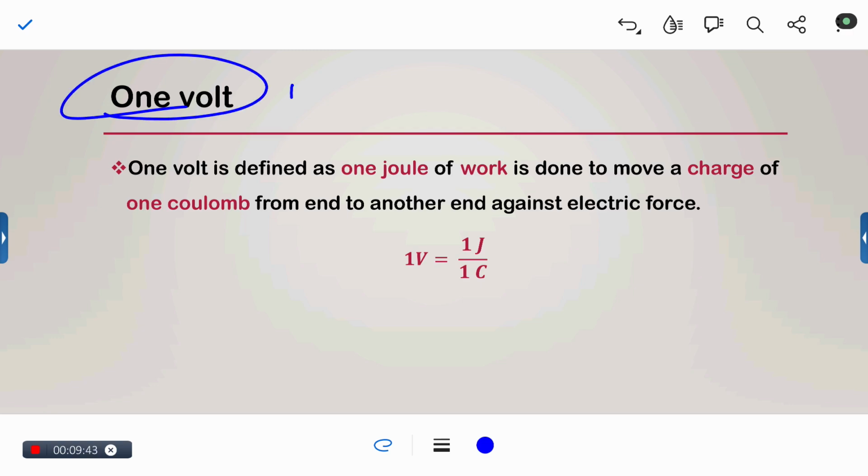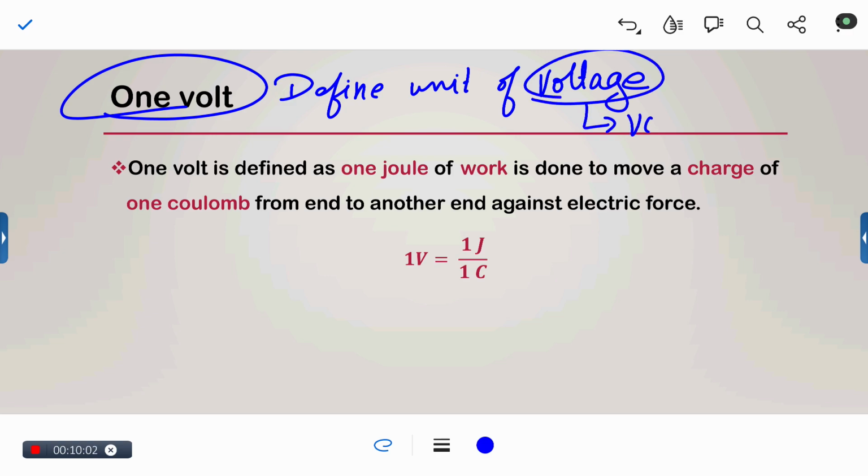And how are we going to define 1 volt? We are going to define the unit of voltage. Voltage or potential difference, all the meanings are the same. So what is the unit of voltage? The unit of voltage is volt. How do we define 1 volt? 1 volt is defined as 1 joule of work done in order to move 1 coulomb of charge. That's what we call 1 volt.